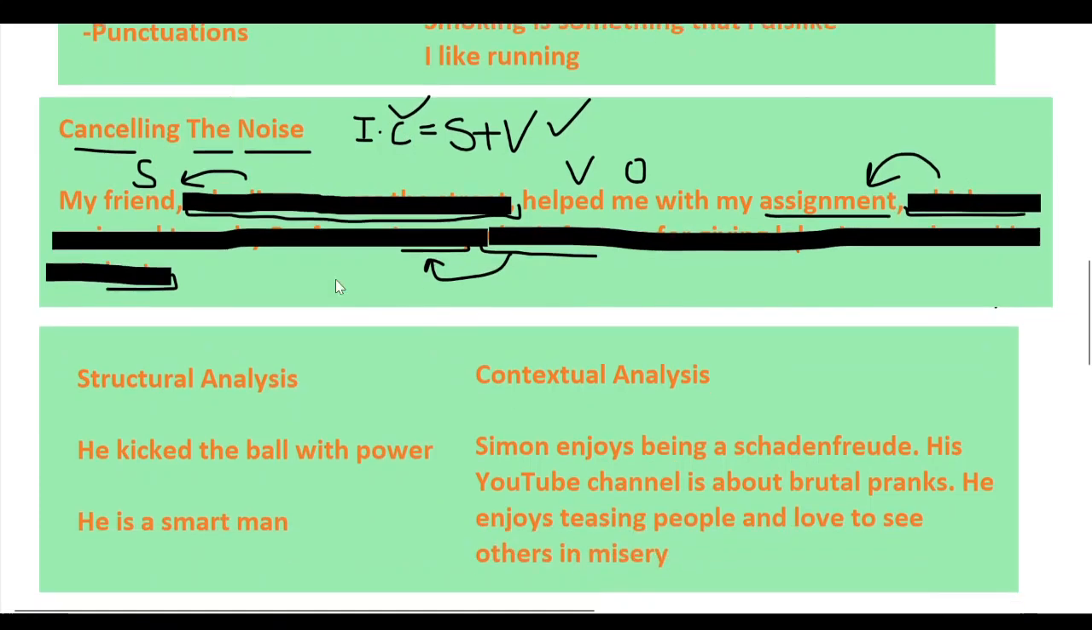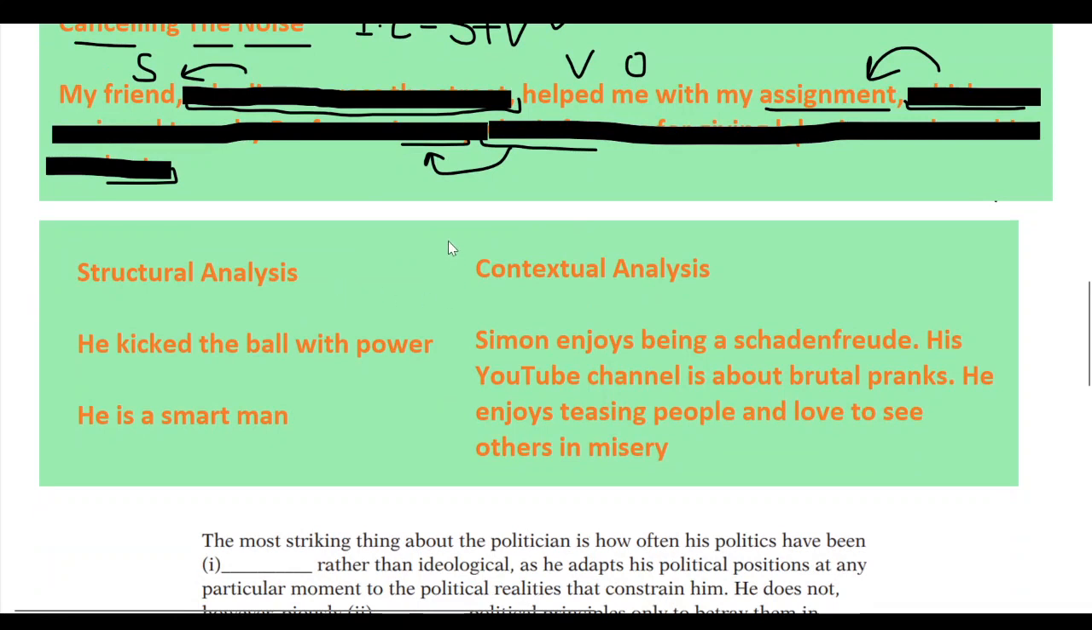Let's jump to the structural analysis. Probably I should have drawn a line here so that you guys don't get confused. Anyway, structural analysis again is your ability to understand how words work in order. Let me give you an example. Let's say I say he kicked the ball with power, or I can also say passionately. You need to understand that this is basically an adverb, and adverbs have a lot of freedom when it comes to placement in the sentence.